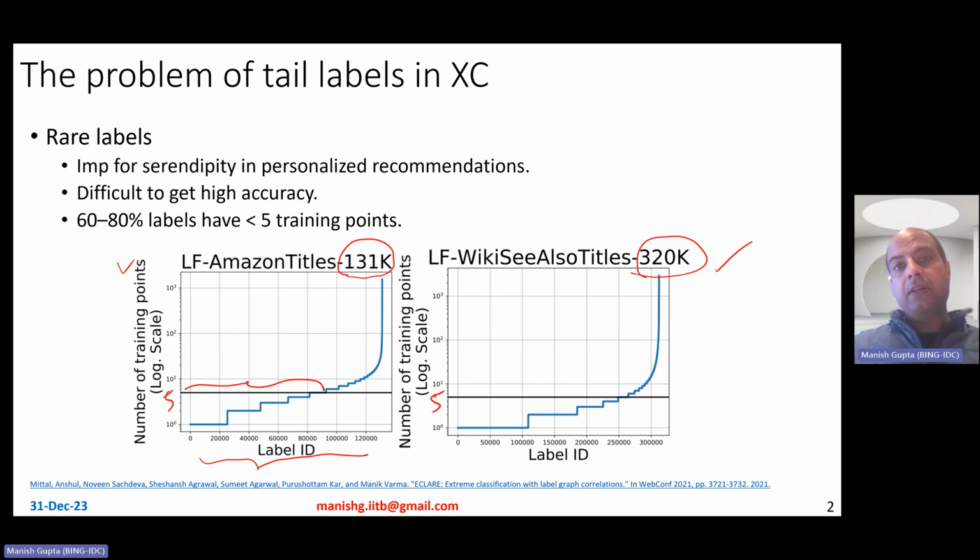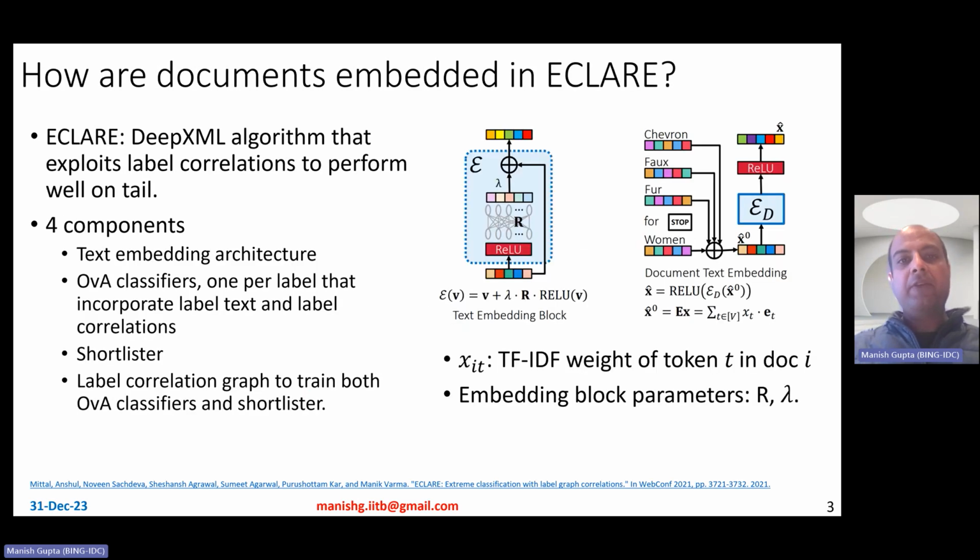However, tail labels or these rare labels are actually super important. They are the ones that can lead to the concept of serendipity in personalized recommendations, which basically means surprising the user with something really pleasant and really niche, catered specifically for them, personalized for them. So coming up with good predictions on tail labels is super important.